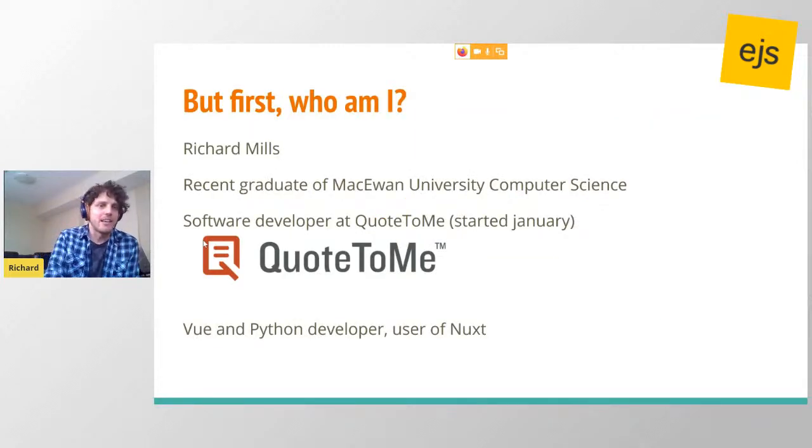First, who am I? I'm Richard Mills, as already been mentioned. I'm a recent graduate of MacEwan University Computer Science. I'm a junior software developer at a startup called Quote to Me here in town. I just started there in January. And on a day-to-day basis, I develop in Vue and Python. And in the Vue development, I use Nuxt, which we will get into here right away.